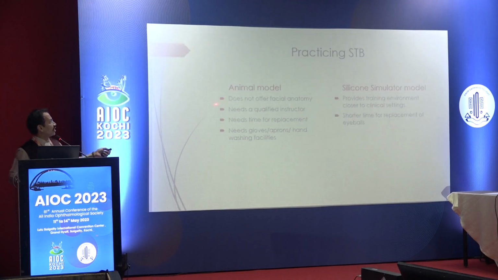As you can see, the animal model, that is the goat's eye, does not offer facial anatomy, needs a qualified instructor, needs time for replacement, needs the things to be disposed of properly, and needs gloves, aprons, etc., and hand washing facilities. Whereas our simulator model provides a training environment closer to the clinical setting, with shorter time for the replacement of the eyeballs. The eyeballs need to be replaced with membranes, and it requires shorter time only.